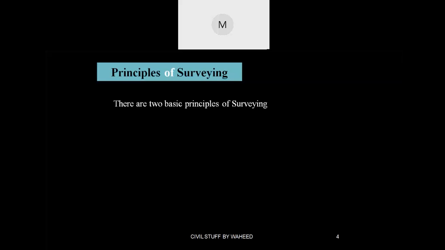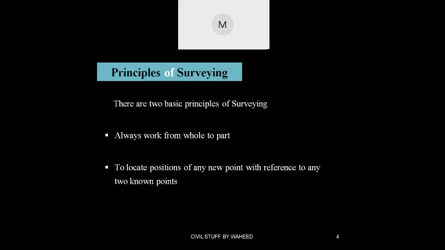Generally, there are two basic principles. That is, always work from whole to part, and the second one is to locate the position of any new point with reference to two known points. Means you are going to fix a new point by taking reference of two known points. So these are the two principles we'll be following in the whole surveying.